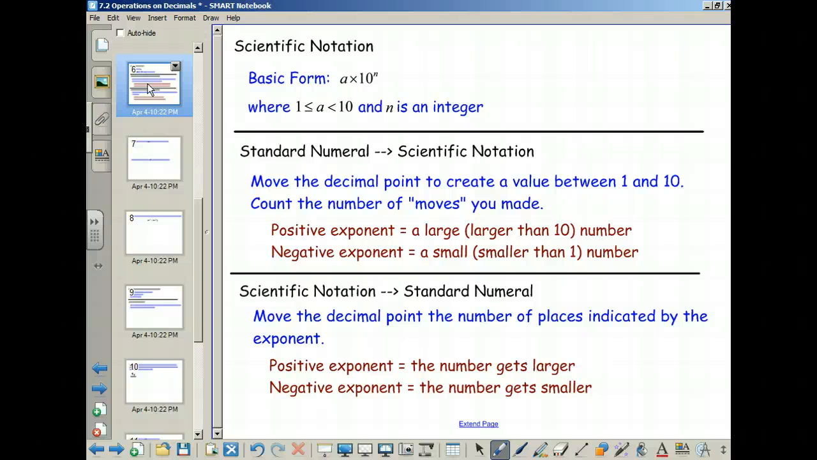The exponent is an integer, okay? Remember, integers are positive and negative whole numbers. So you can have something like negative 7, but you can't have something like 4.6. The exponent has to be a whole number, but it can be positive or negative. So that's what scientific notation is. We want to be able to go from standard notation, how we normally write things, into scientific notation. We also want to be able to take something in scientific notation and write it back in standard notation.